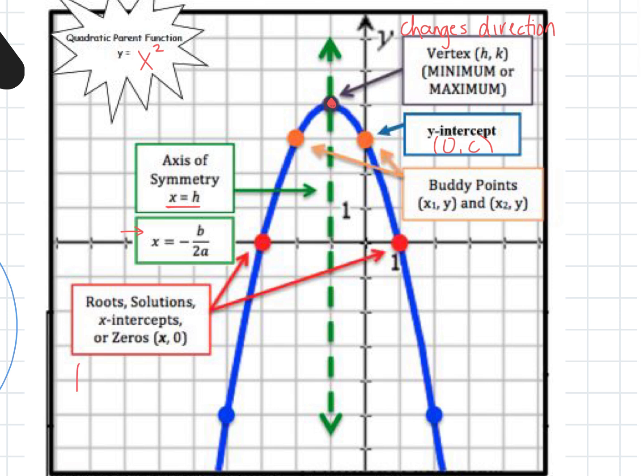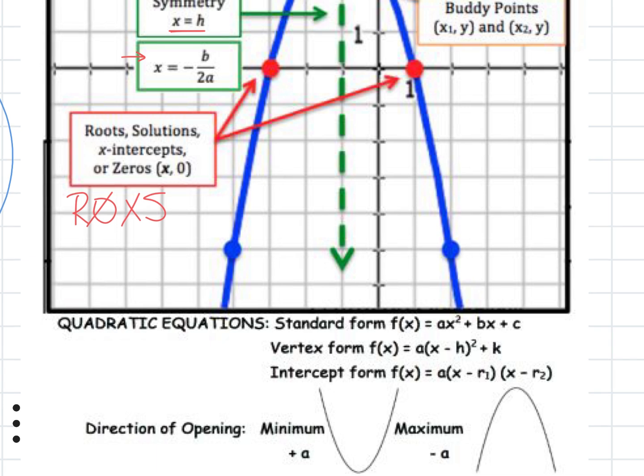We talked about our mnemonic device, rocks, roots, zeros, x-intercept solutions. Those are going to be our x-intercept values. Remember, sometimes you have two of them, sometimes you have one, sometimes you have none.